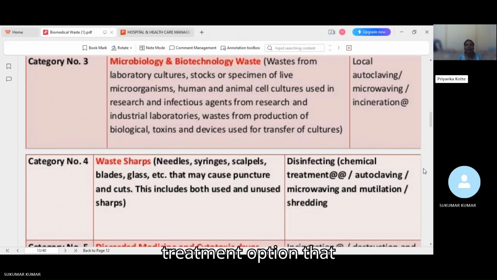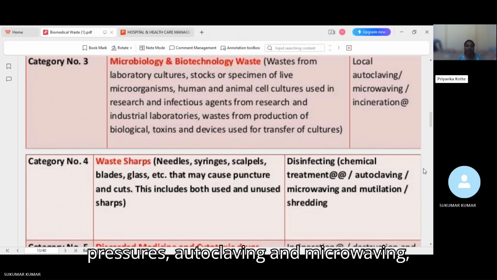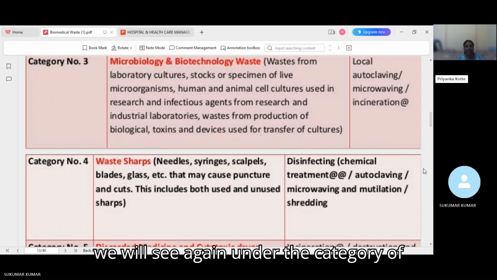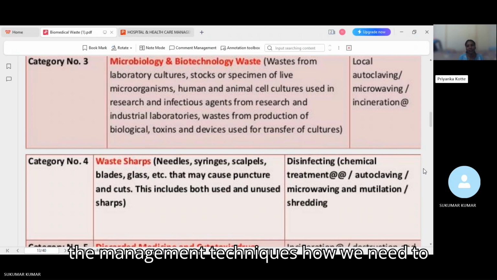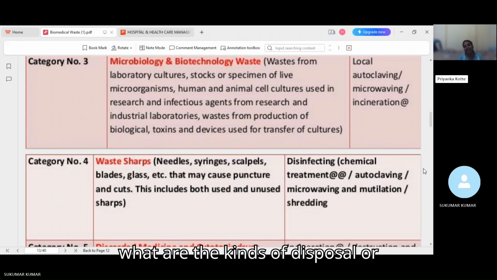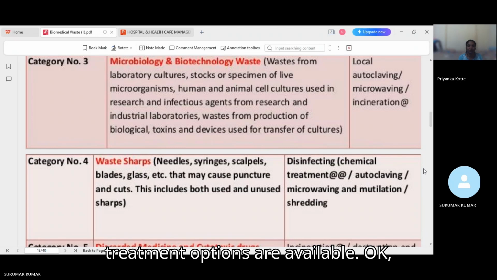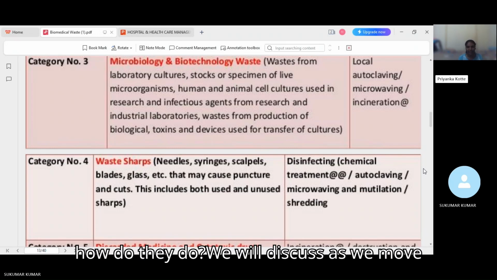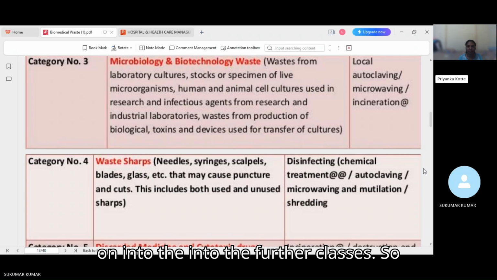And coming to the treatment option that we have, that is local autoclaving, microwaving, or incineration. Where we need to follow certain pressures. Autoclaving and microwaving we will see again under the management techniques, how we need to do. But here we are just listing down what kinds of disposal or treatment options are available. How do they do it, we will discuss as we move on into the further classes.